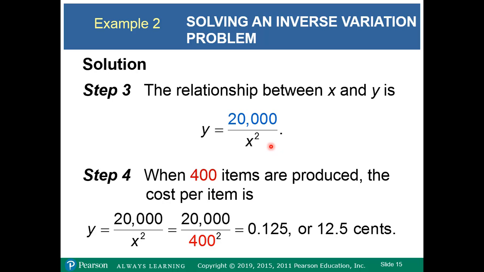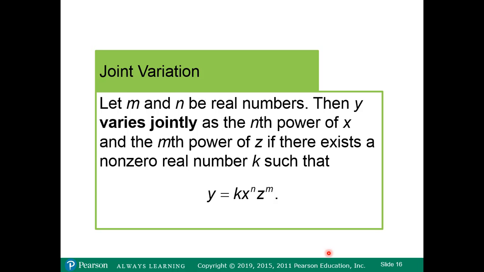If 400, so now we're going to plug in 400 here, and we get 400 squared, and we're going to divide that into 20,000. So we get 0.125, or 12.5 cents. So if we produce 400 items, the cost per item goes down significantly, to 12.5 cents per item.